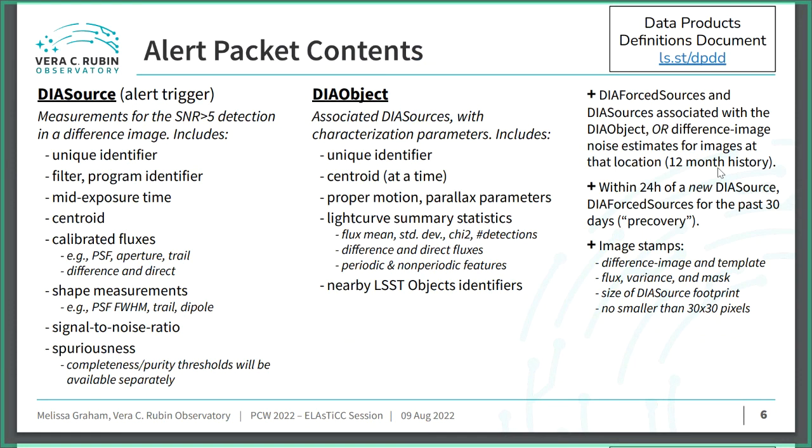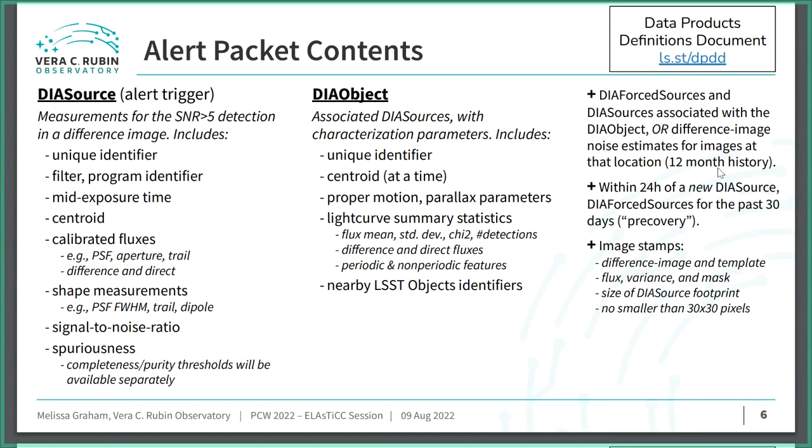And right, so there's the situation where you have no history. It's a completely new DIA source. Nothing has ever been detected at that location before. It becomes its own DIA object. Essentially, it's a single-source DIA object. But it's very important for transient science to know what the limiting magnitudes recently were in that area.